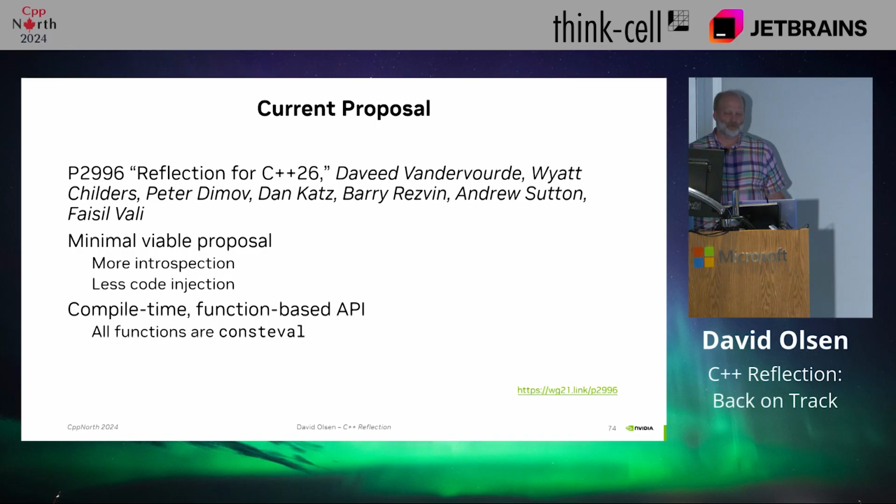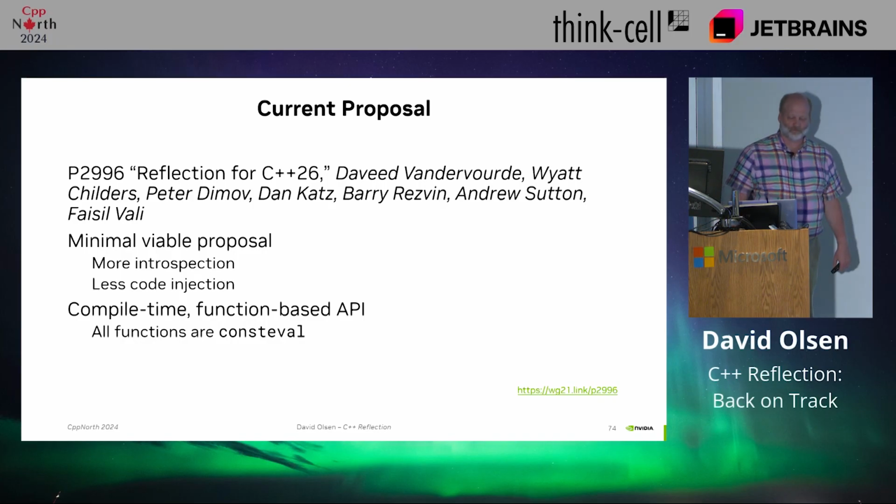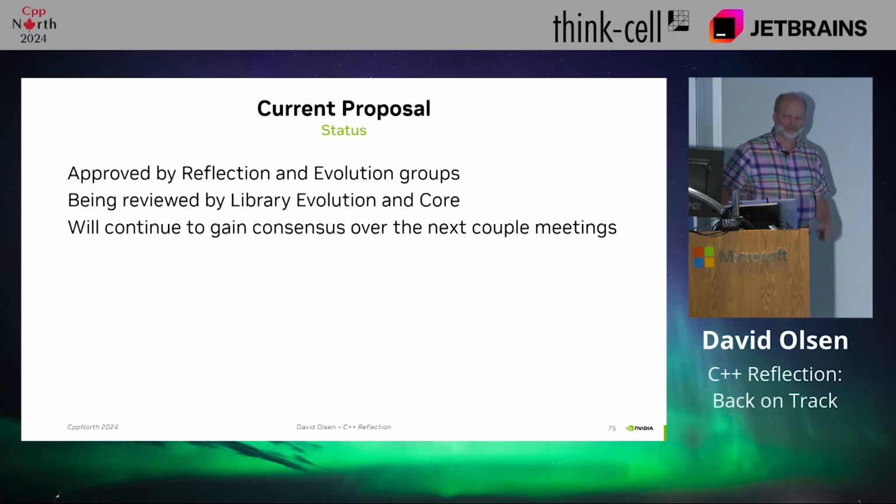The minimal viable proposal is one where introspection is nearly complete, but code injection support is minimal. Focusing on introspection first makes sense for two reasons. First, the complications of code injection are harder to solve than the complications of introspection. Second, code injection without introspection is mostly useless, but introspection without code injection is very useful. This proposal is entirely compile time. This must be distinctly understood, or you will get nothing out of what I'm about to explain to you.